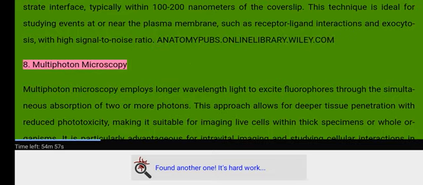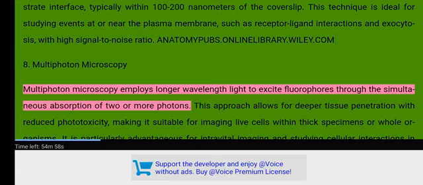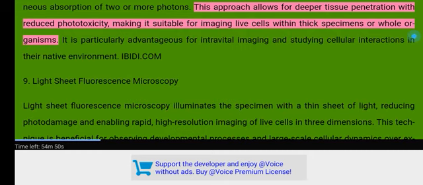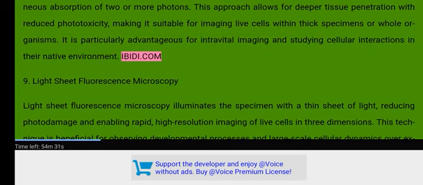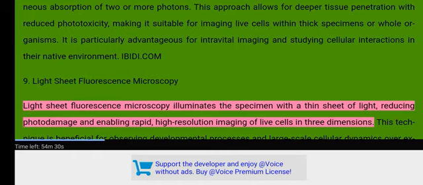8. Multiphoton microscopy. Multiphoton microscopy employs longer wavelength light to excite fluorophores through the simultaneous absorption of two or more photons. This approach allows for deeper tissue penetration with reduced phototoxicity, making it suitable for imaging live cells within thick specimens or whole organisms. It is particularly advantageous for intravital imaging and studying cellular interactions in their native environment. Abidi, Com.